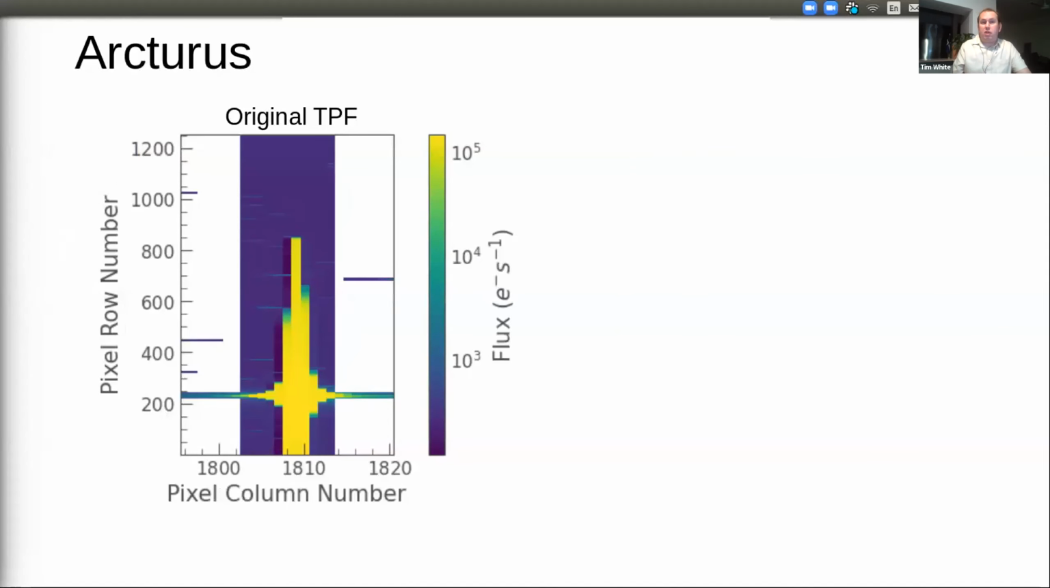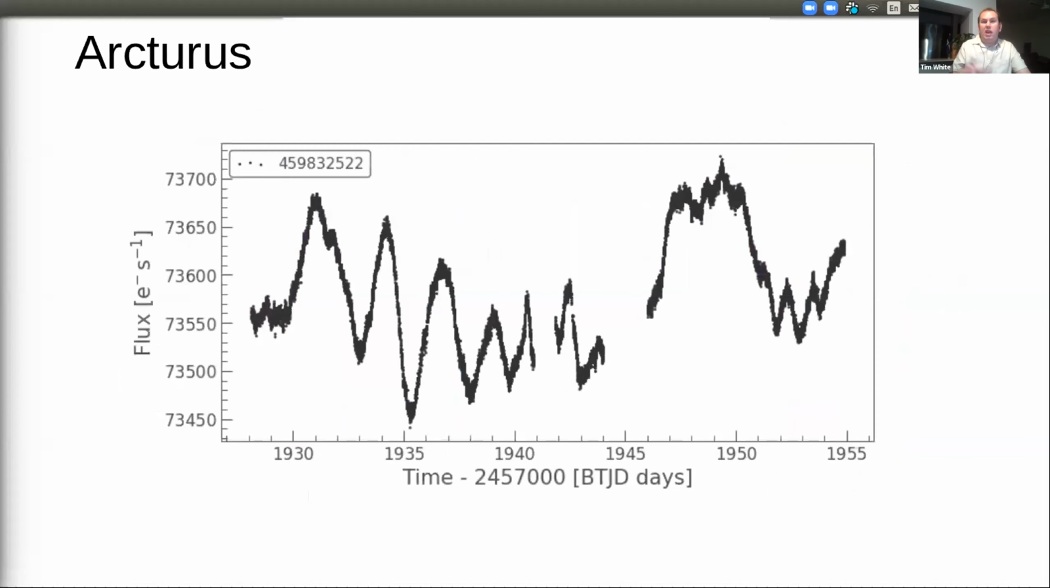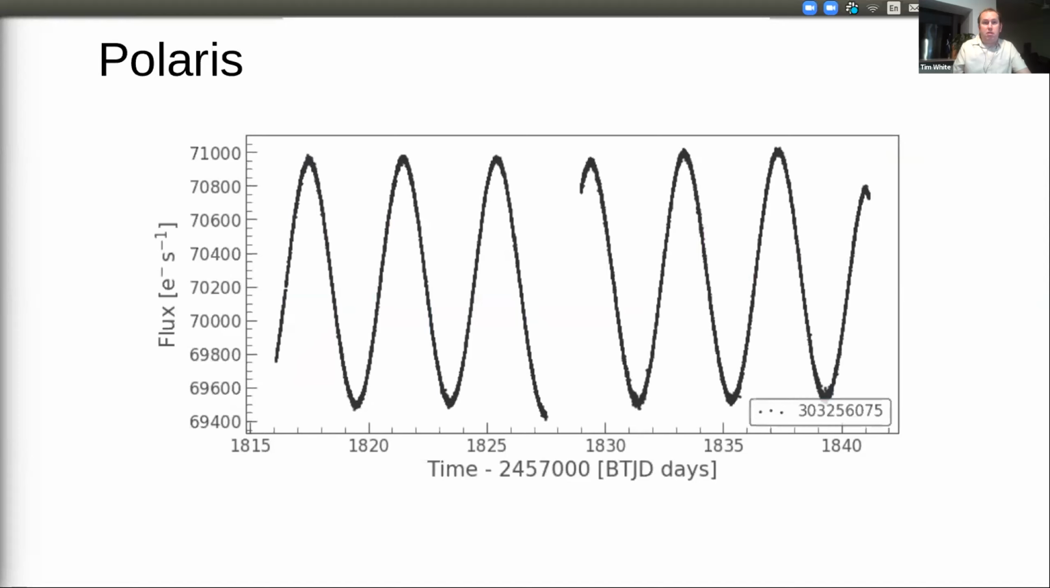A few other examples: Arcturus. This one doesn't have a bad smear because it's at the bottom of the TPF, but we can fix the undershoot problem it has, and we can see its nice red giant pulsations. Another example is Polaris, a Cepheid variable, and the amplitude and frequency of Polaris has been observed to change over time. So it'd be interesting to see how this shows in TESS data over time.